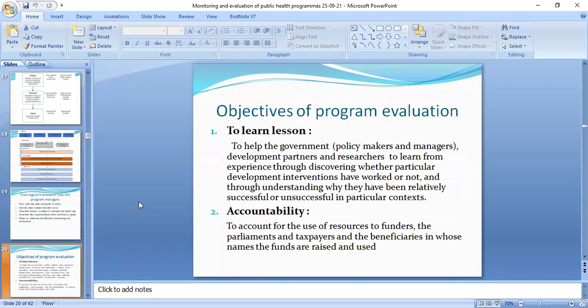Know the objectives of program evaluation, which are to learn lessons and accountability. To help the government, policymakers and managers, development partners and researchers to learn from experience by discovering whether particular development interventions have worked or not, and by understanding why they have been relatively successful or unsuccessful in particular contexts. And next is accountability: to account for the use of resources to funders, the parliaments and taxpayers, and the beneficiaries in whose names the funds are raised and used.